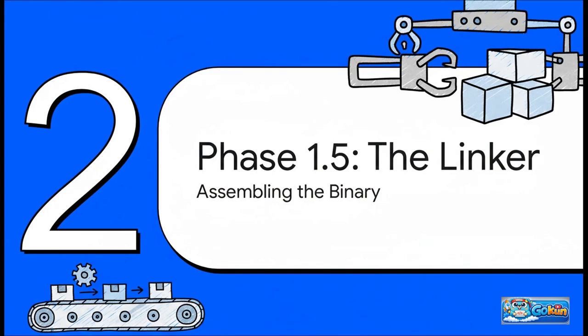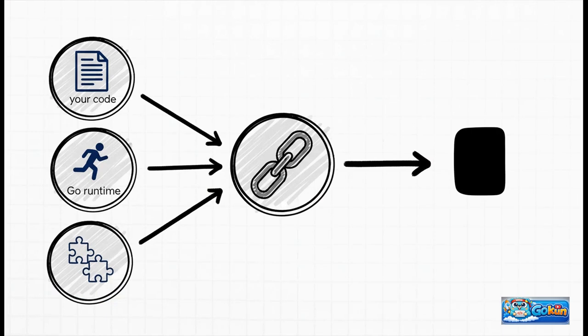All right, moving on to the next station on our assembly line, the linker. So once the compiler has done its thing and created these optimized instruction files, we call them object files, it's the linker's turn to step up and perform the final assembly. The linker is basically the master assembler.